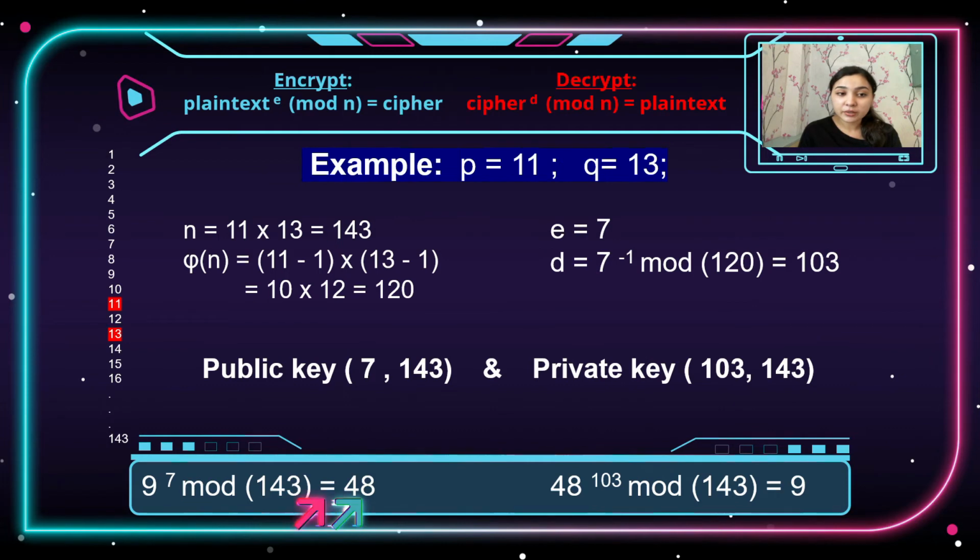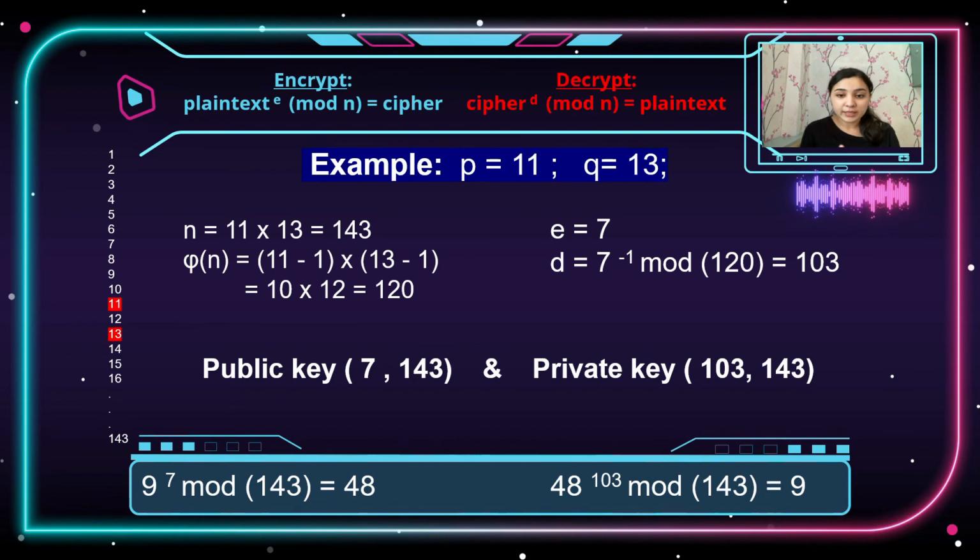And when the receiver receives this cipher text, he would want to decipher it. For that, he needs to take the cipher text, raise it up to the power of 103 with a modulus of 143. This is actually the private key of the receiver, and as a result, he gets the plain text back.